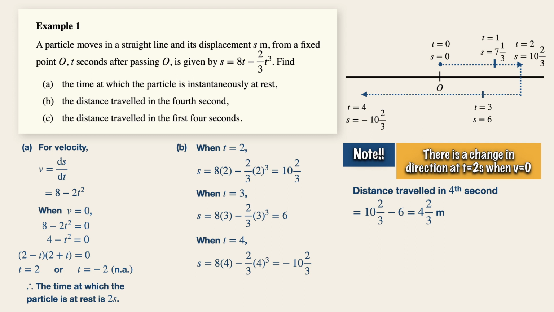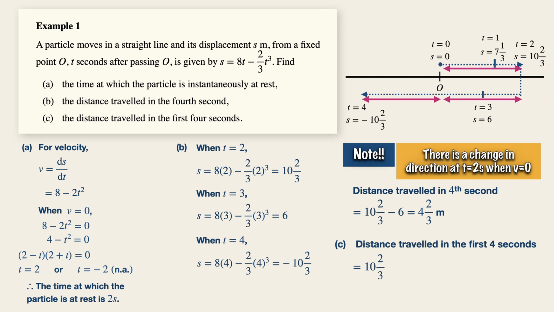Now in part C, we need to find the total distance traveled in the first 4 seconds. Now this is where our diagram comes in really handy. It's basically the blue pathway taken by the particle in the first 4 seconds that you see over here. Now but be very careful, this has a value of 10 2/3 as it is measured as a displacement from point O. Thus, breaking up the pathways, the total distance covered is simply 10 2/3 and 2 of these sections over here, which is coincidentally 10 2/3 meters as well.